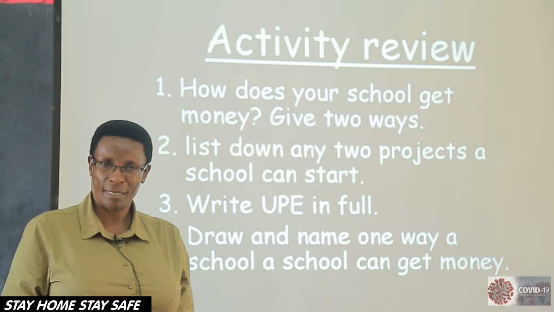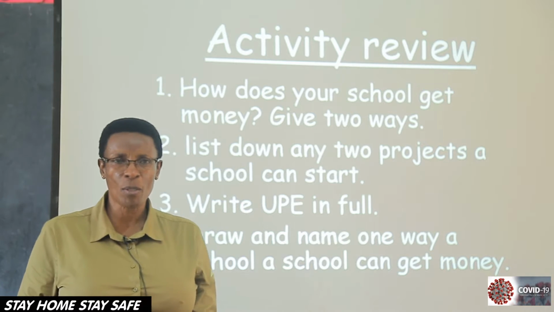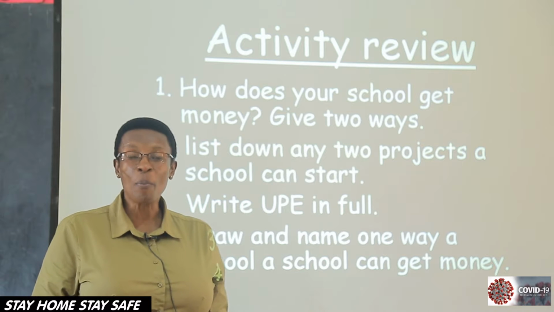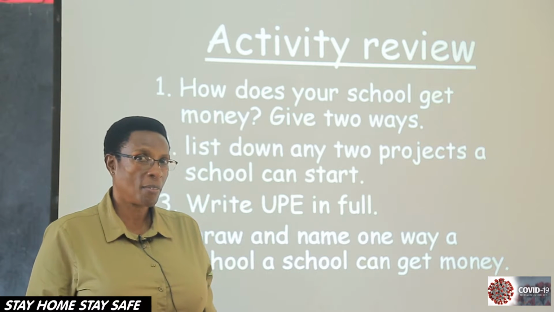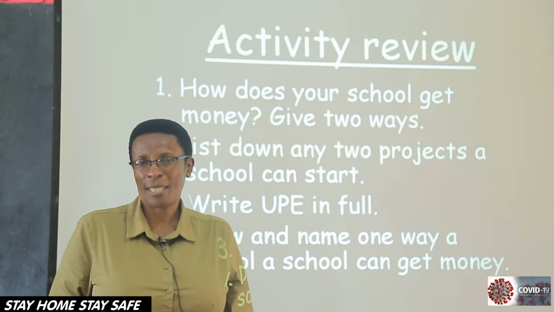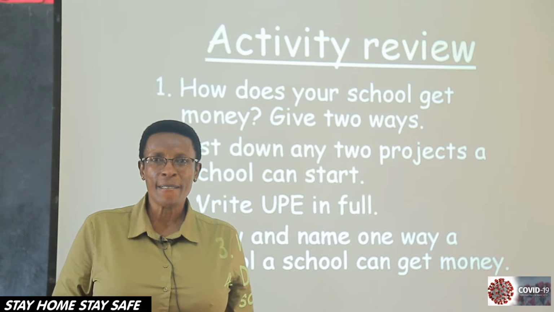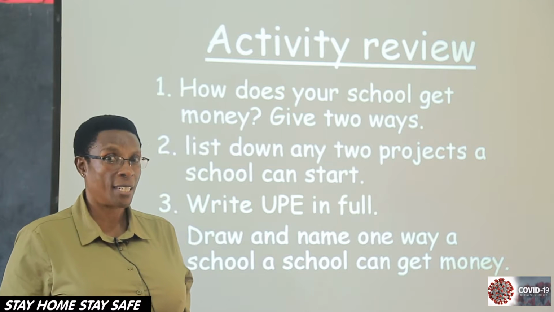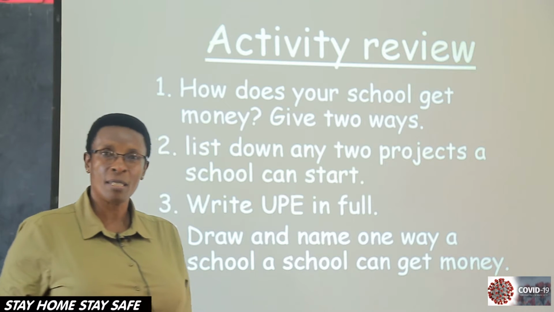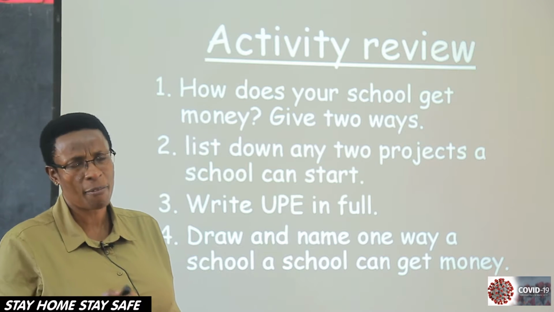What did you write? From banks as loans, did you write that? What about from school fees paid by parents? What about from projects? What about from friends? Friends give the school money. What about from government, through UPE or Universal Primary Education Fund? I wanted only 2, but I've given you many. So if you gave 2 of those, you are very correct. You are wonderful. You are nice.